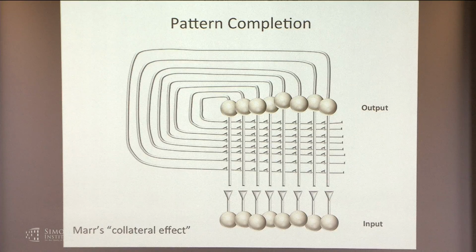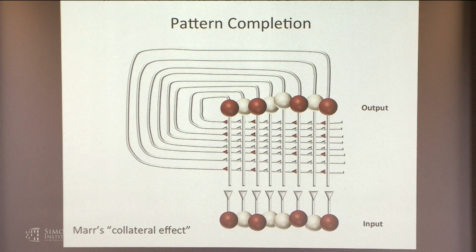So I'm going to move on now to the second part of the story, this pattern completion part of the story. And what we mean by that is this is also coming from Marr's work. He called this collateral effect in his theory of the hippocampus. When you have cells that have these recurrent collateral systems, reminiscent of the CA3 anatomy in the hippocampus. And the idea is that you have an input pattern which drives this output pattern.